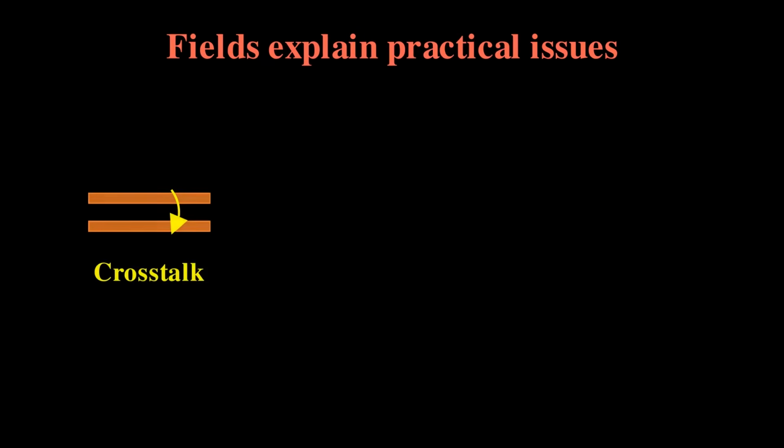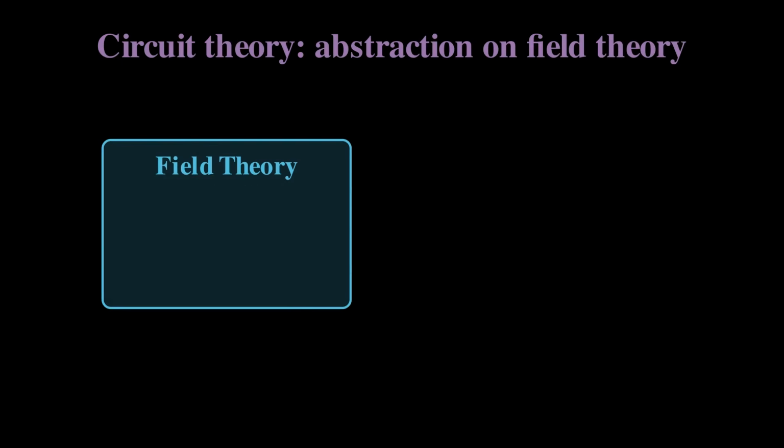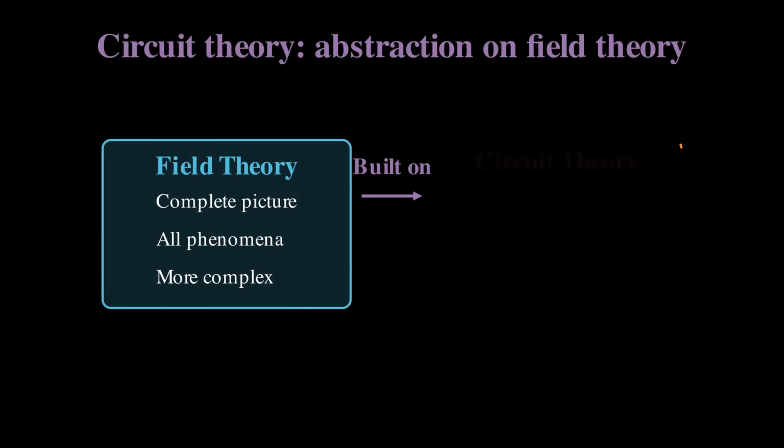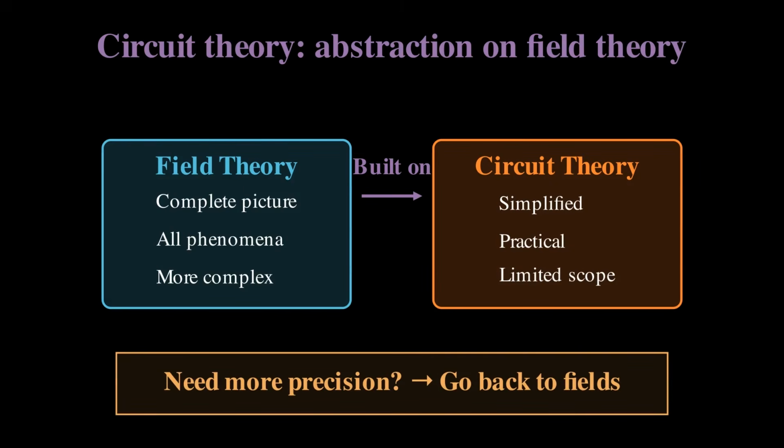It explains not just where energy goes in ideal cases, but also why practical issues like crosstalk, radiation, and signal integrity arise. In other words, circuit theory is a useful abstraction built on top of electromagnetic field theory. When you need more precision, you go back to the fields. There's one last detail we haven't talked about yet.